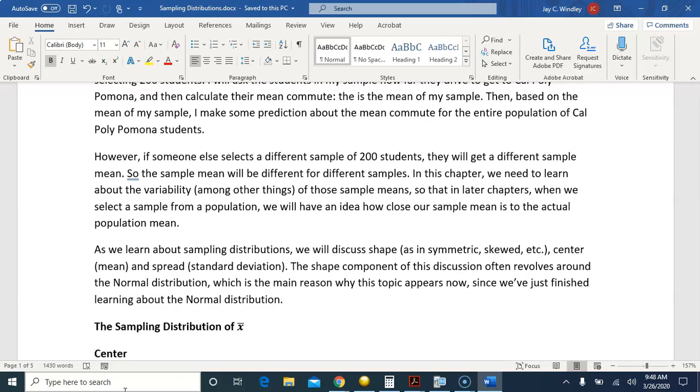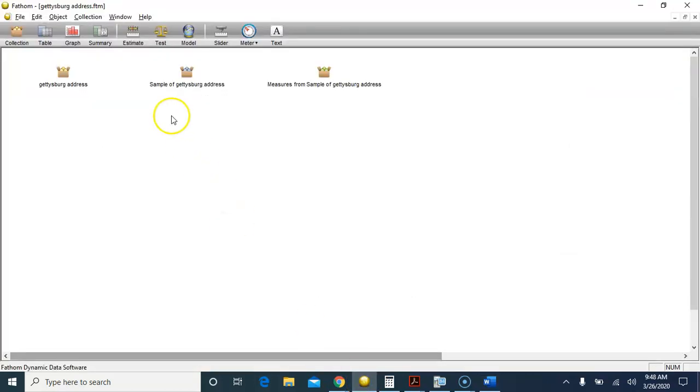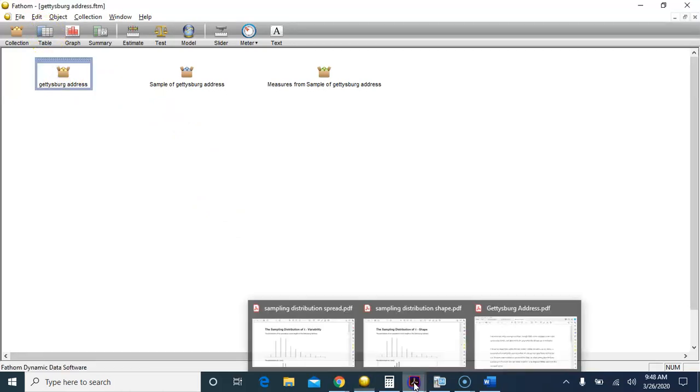In this chapter, when we're talking about sampling distributions, we're going to talk about shape, center, and spread. And the shape often involves the normal distribution, which is why we're learning about this topic now, after having just mastered the normal distribution. So just to give you a picture view of what it looks like, the sampling distribution of x bar. This is an activity that I would do in class if we were meeting in class.